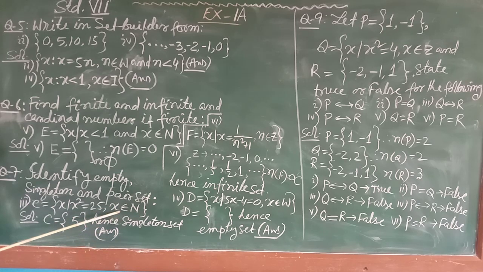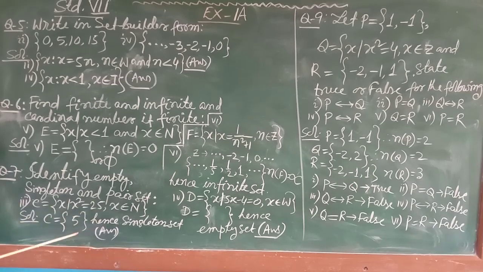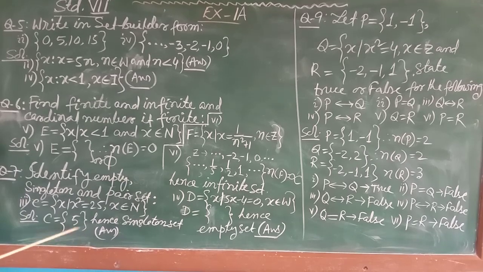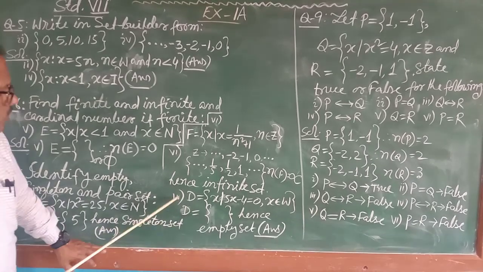But in this case, it is a natural number. So a natural number whose square value is equal to 25. X square is equal to 25. So whose square value? 5 square. So it has got only one. You need to find x so that the x square value is 25. So 5 will be the element. So in this case, only one element. So it is a singleton set. Hence, it is a singleton set. Answer.